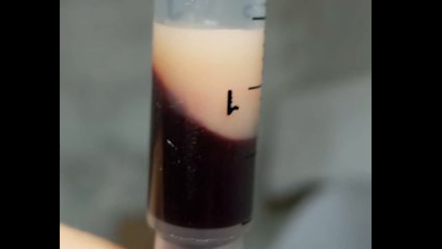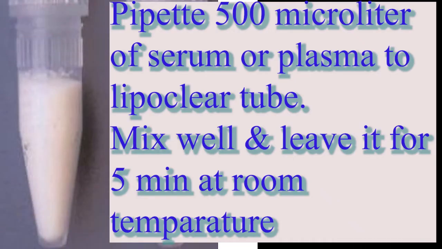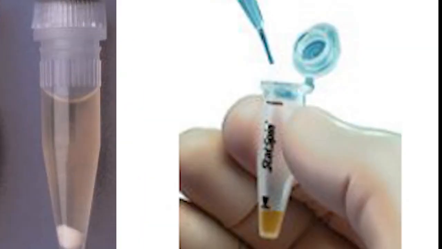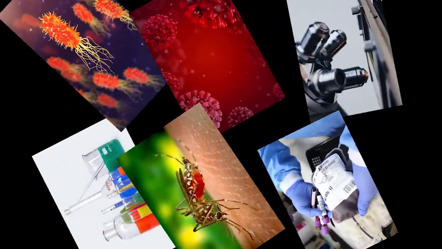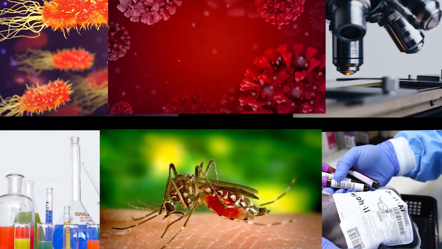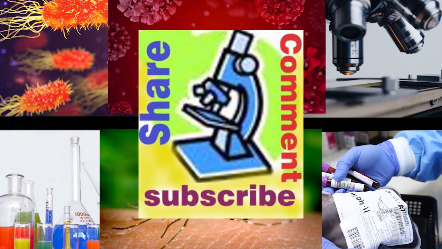In the chemistry lab, the commercially available LipoClear method is used. LipoClear microcentrifuge tubes are pre-filled with 1.5 ml of LipoClear reagent. Pipette only 0.5 ml of sample into the LipoClear tube. Mix well, leave it for 5 minutes at room temperature, and then centrifuge. The cleared supernatant sample is used for analysis. The results are multiplied by 1.2 to compensate for the sample dilution.